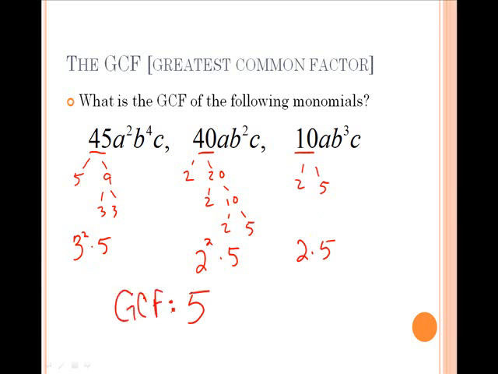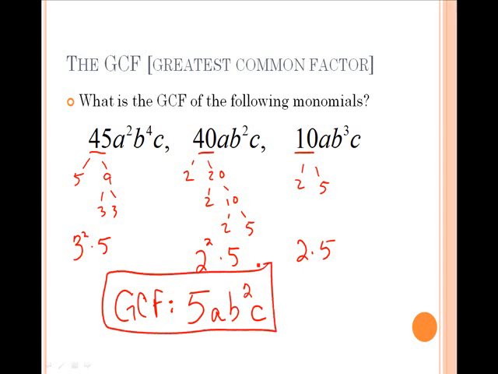Okay, now for the variables, we can see that all three monomials have at least one a, so we can only take one a. All three monomials have at least two b's. This term in the middle has the lowest number. We can only take the lowest number. And they all have a c. So the GCF of these three terms would be 5ab squared c. Being able to find the GCF is the first step in being able to factor out a GCF, so that's why we're reviewing it.